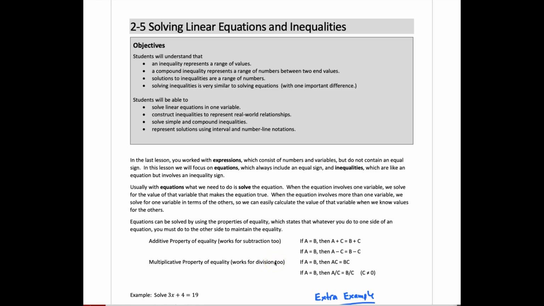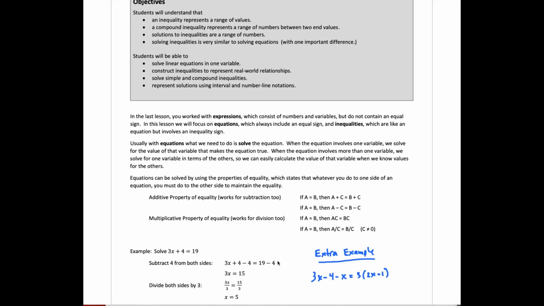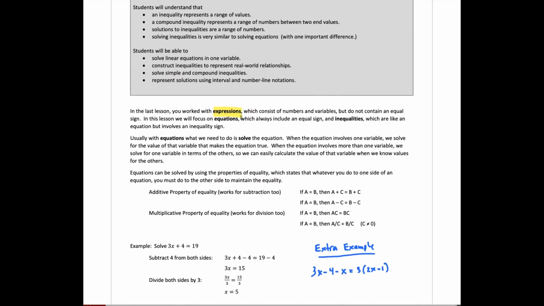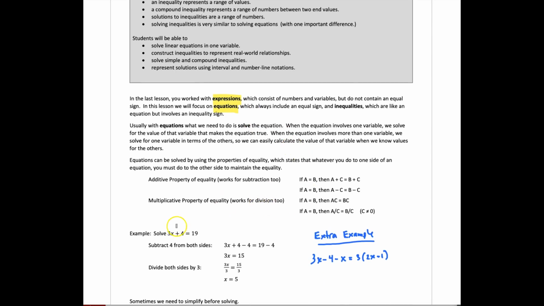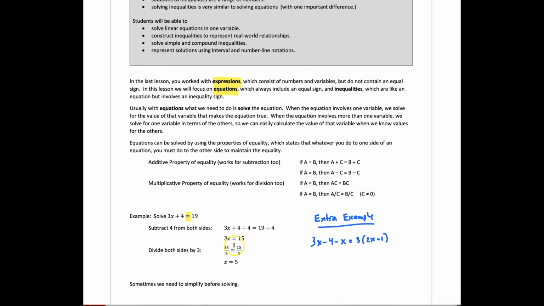I'm going to introduce Lesson 2.5, Solving Equations and Inequalities. On this first page is a lot to read, but important information to keep in mind in terminology are the terms expressions, as we've talked about before, and equations. In this situation, we're going to be solving equations, and we only solve equations when there is an equal sign involved, where you have an expression equal to another expression with a variable, and then we go ahead and solve.